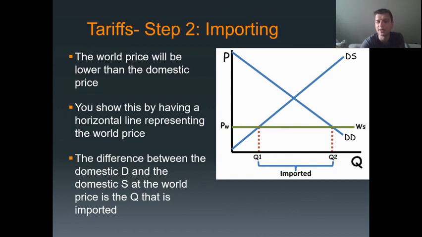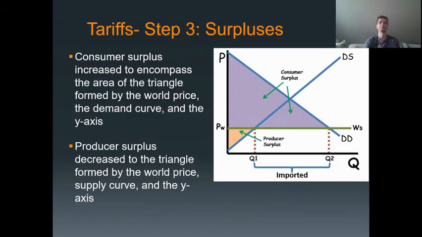Our quantity imported is going to be the difference between our quantity demanded and our quantity supplied domestically. So here you see Q1 is our quantity supplied, Q2 is our quantity demanded. The difference between those is how much we import. And we then use this to analyze our surpluses. Our consumer surplus grew like crazy. So you see the quantity consumed, the price consumers pay, the y-axis, the demand curve, all of that area in purple is consumer surplus.